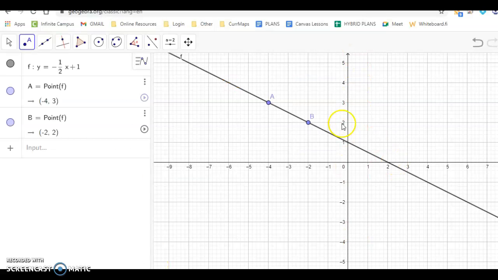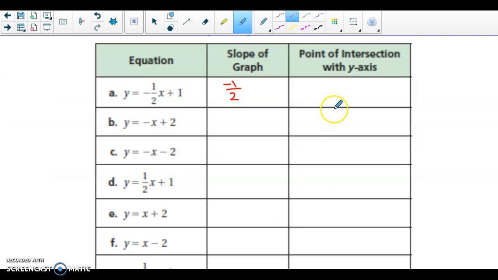So here's our y-axis. Our y-axis goes up and down. So the point of intersection of our y-axis is going to be right there. Okay, y-axis and our line intersect right here. And if you want to know the coordinate, well, let's just come over here and look. (0, 1). It says it right there for us. So what we're going to do, put a (0, 1) right there.